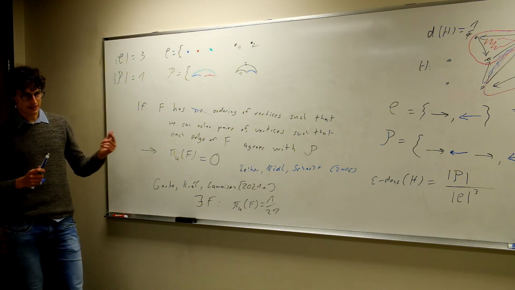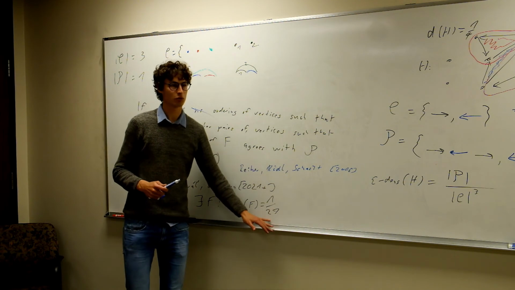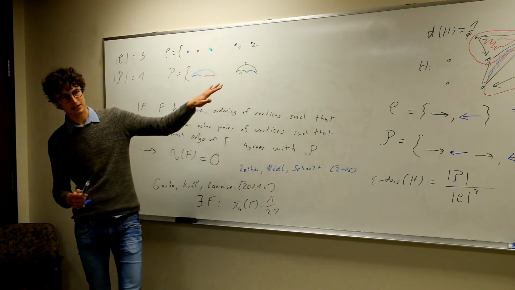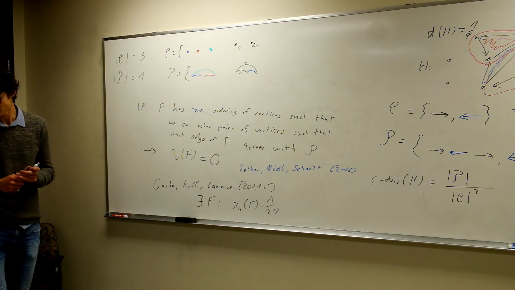But it's an implication from here to here. So it's not clear whether all graphs with 1 over 27 can be obtained this way. So that's another open problem.